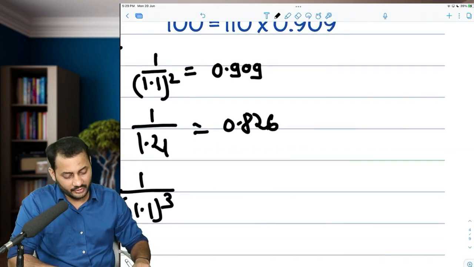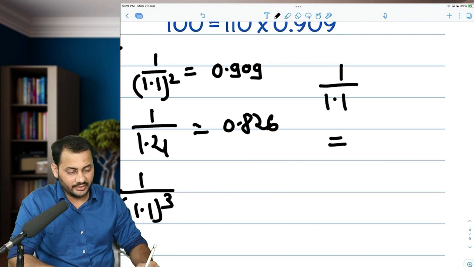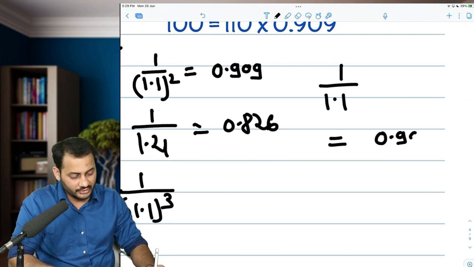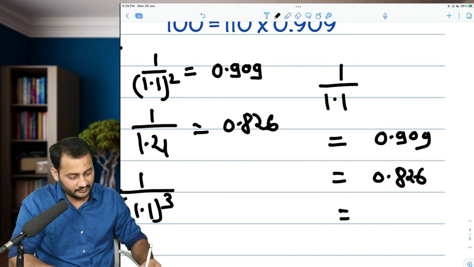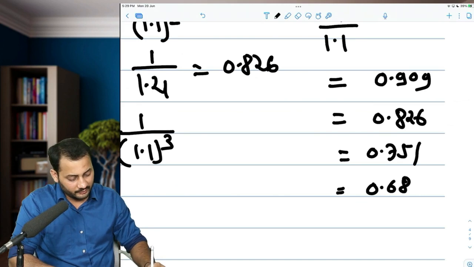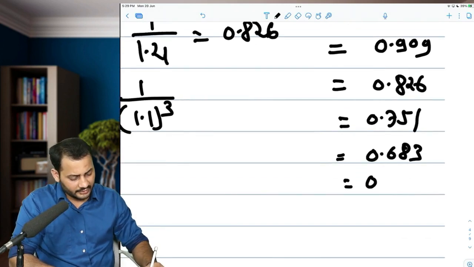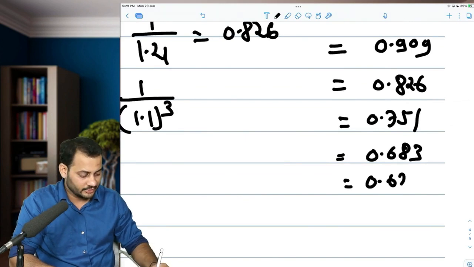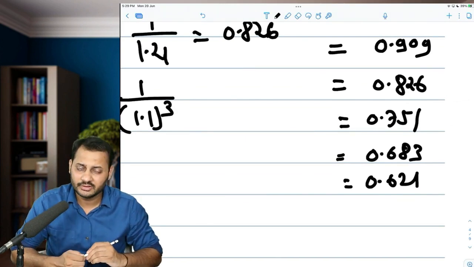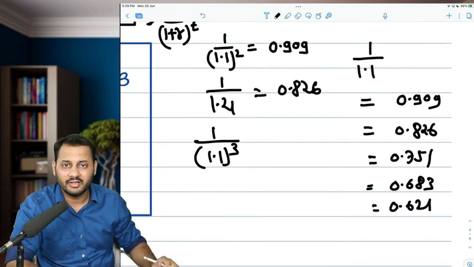Instead of that, what you can do is 1 divided by 1.1, and now if you press equals to, it will give you the first year present value factor. Again press equals to, it will give you the second year present value factor. Again press equals to, it will give you the third year present value factor. Again press, the fourth year present value factor, and again press equals to, it will give you the fifth year present value factor, and so on. You don't have to again and again write down all these things.